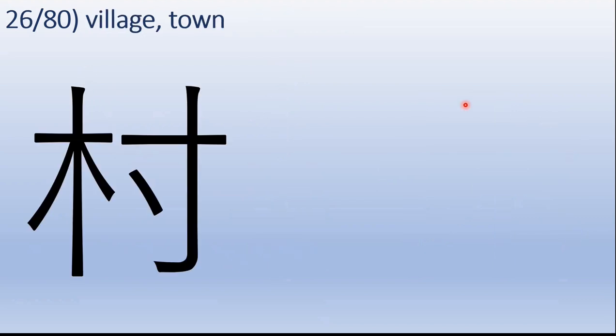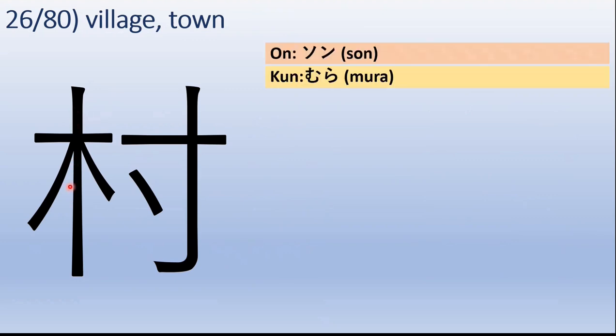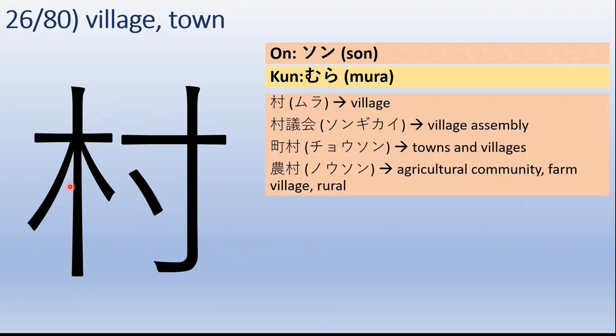Next, we move on to village or town. Here again, you can see the familiar tree radical. The on reading of this is son and the kun reading is mura. Mura means village. Then we have songikai, which means village assembly. Then we have choson, which means towns and villages. We have noson, which means agricultural community, farm, village, or rural areas.